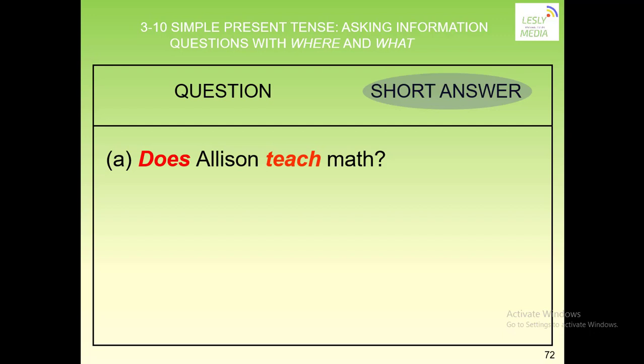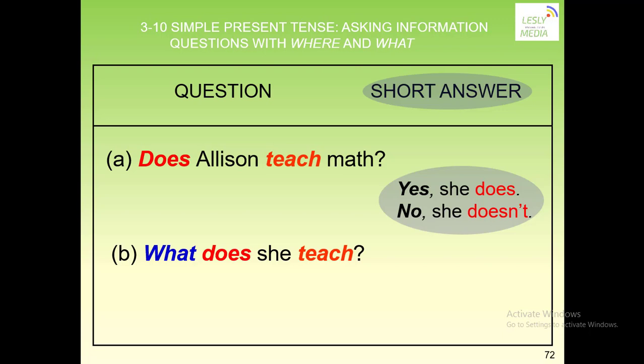Does Allison teach math? Yes, she does. Or no, she doesn't. What does she teach? Apa yang dia ajarkan? Math. Okay, it's different. Yang pertama itu yes no question. Artinya jawabannya yang adalah ya atau tidak. Yang kedua bervariasi. Dijawab apa yang ditanyakan. Kalau ditanya what, please answer. Kalau where, jawabannya adalah tempat.